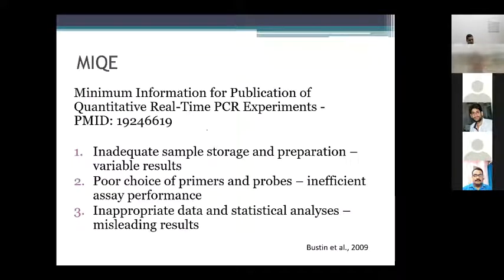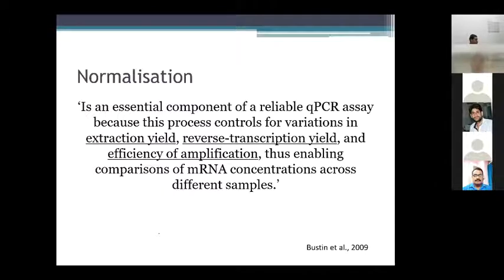Because of inadequate sample storage and preparation, different variations come. For example, inadequate sample storage and preparation gives variation in the result. Similarly, poor choice of primer and probe, inefficient assay performance, and inappropriate statistical analysis ultimately mislead the result. So you should know the different MIQE guidelines before publishing the data.